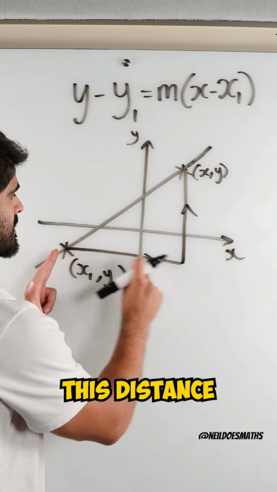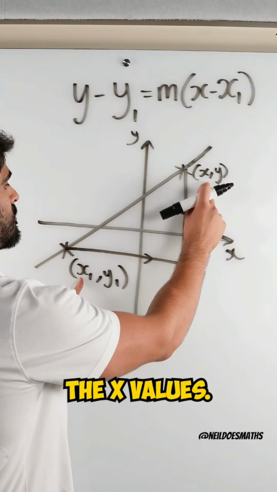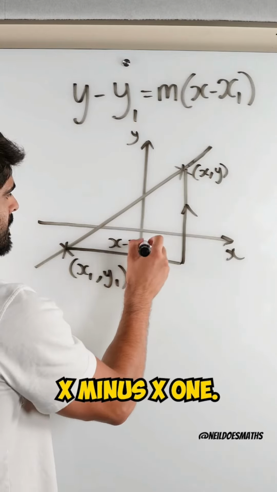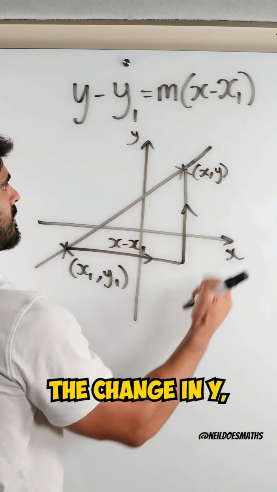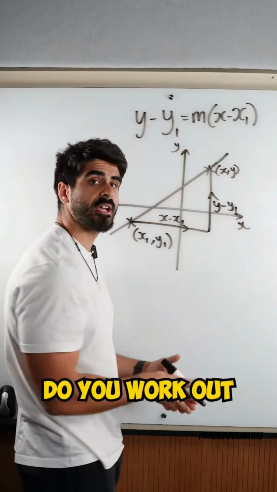How do you work out this distance here? Well, it's the change in x values. When you go horizontal, it's to do with the x values. It's the difference between the two, x minus x1. Similarly, for the change in y, we're taking away the y values. y take away y1.